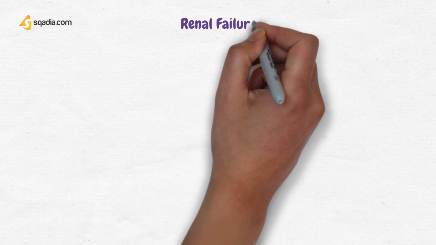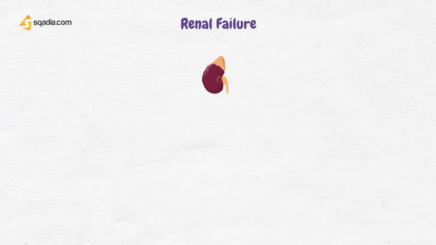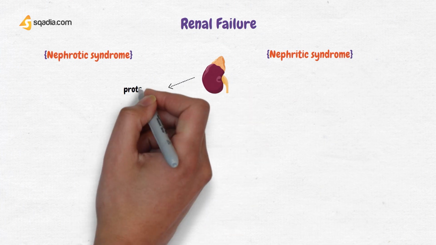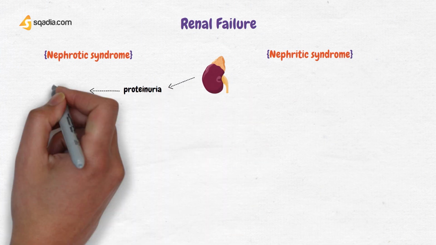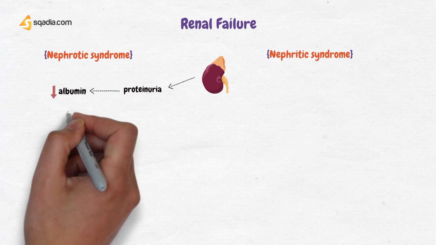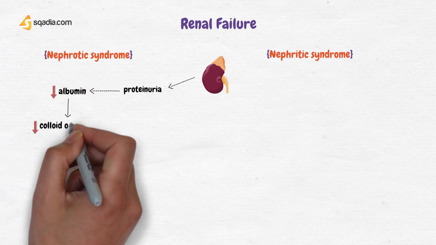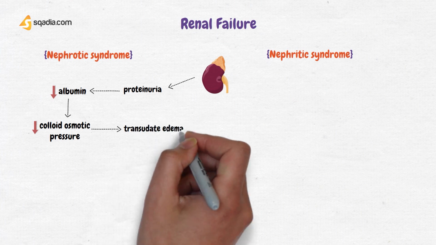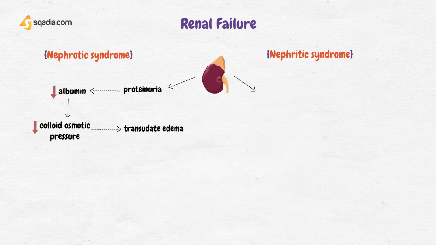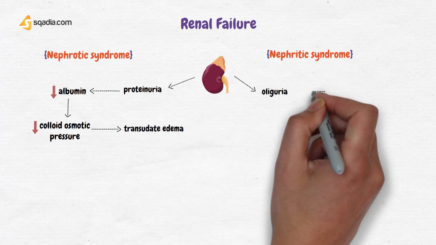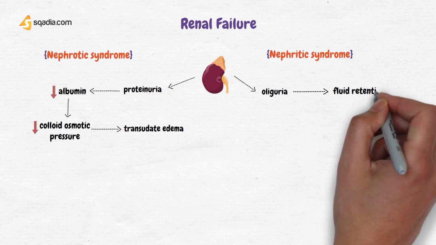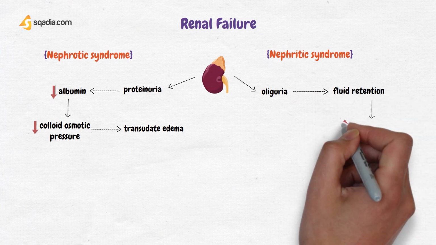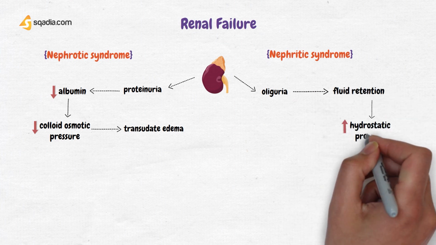Bilateral peripheral edema seen with renal failure can be due to nephrotic syndrome or nephritic syndrome. In nephrotic syndrome, proteinuria occurs, so the body loses albumin. This causes colloid osmotic pressure to drop, resulting in transudate edema. In nephritic syndrome, oliguria occurs, so the body retains fluid. This causes hydrostatic pressure to increase, allowing fluid to leak out of vessels, resulting in transudate edema.